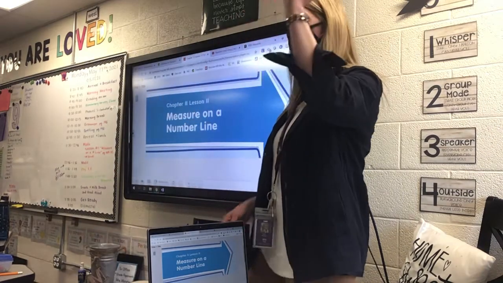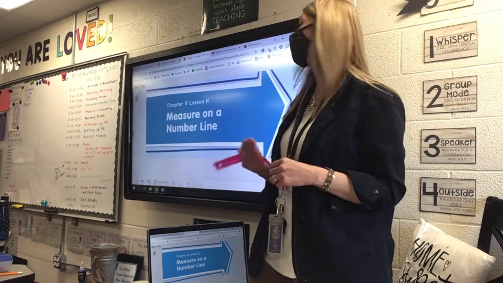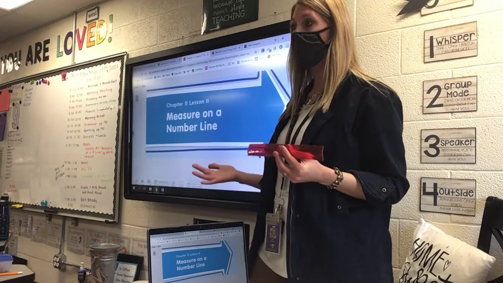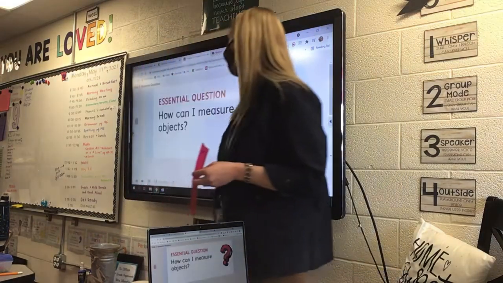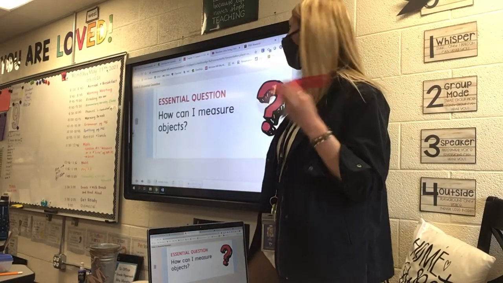Okay, so we're not going to use our rulers to measure like we've been working on in this chapter. We're going to learn something new and different today. We're going to use a number line. So our essential question for this chapter, again, is how can I measure objects? So we're not going to use a ruler, we're going to use a number line.